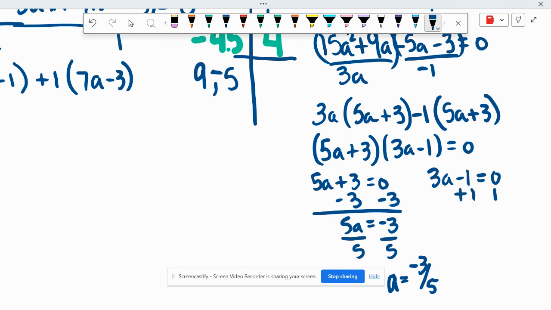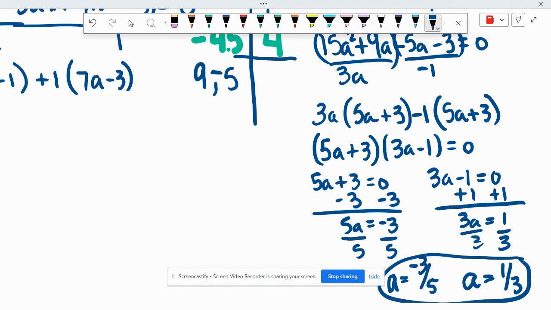Or I could add 1 to both sides. 3a equals 1. Divide by 3. A equals 1/3. Those are my 2 solutions.